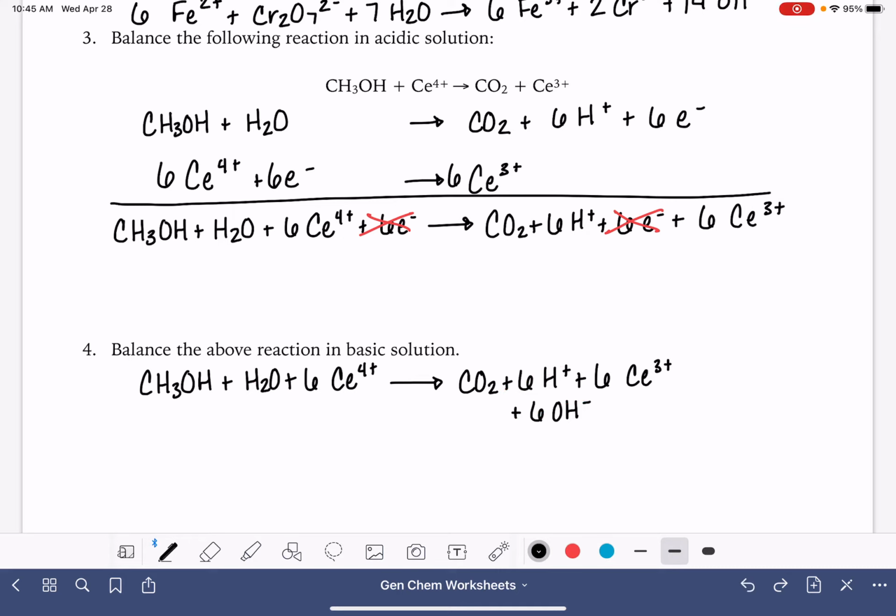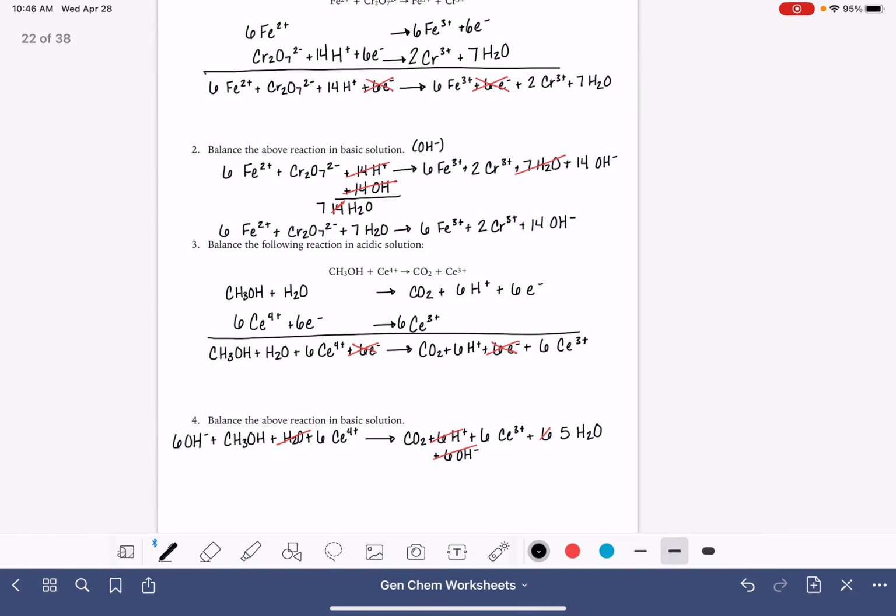Let's back up. When we add 6OH-, I did not add the 6OH- to the left side. That would have made it imbalanced. Good thing I caught that. So we want to add the OH- to both the left side and the right side so that the equations stay balanced. Now we can cancel or rewrite the 6H+ and 6OH- as 6H2O. We can take one water molecule from each side of the equation, which leaves us with 5H2O on the left. Whew. Okay, we have one more example to do.